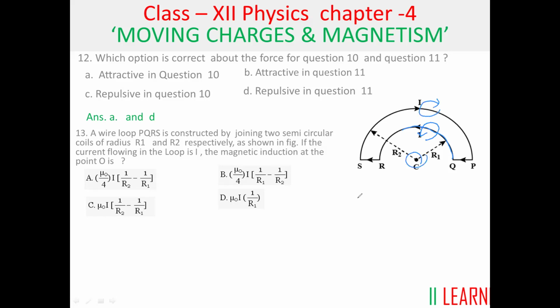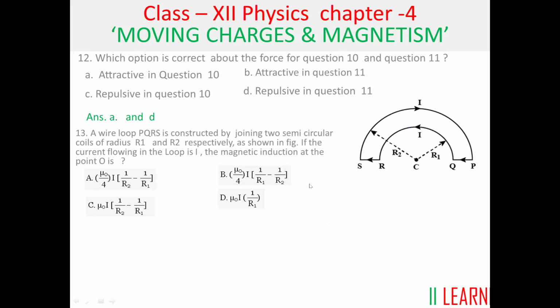So the magnetic field here will be minus, that is B1 minus B2. B1 is mu 0 by 4, I, 1 by R1, minus mu 0 I by 4, 1 by R2. If I take common, I will get this figure. This is the answer. Okay, the formula will have to be remembered.